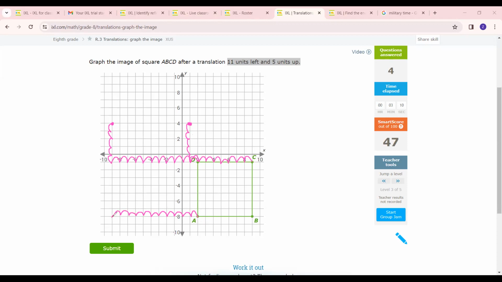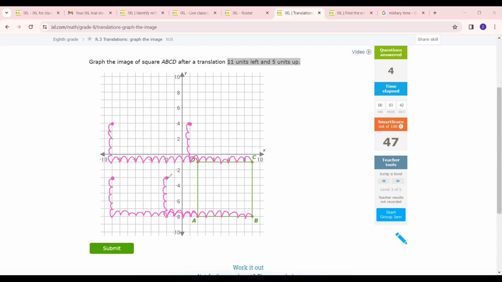Let's say this one. And then how many units up? 5 units up. It's going to be 1, 2, 3, 4, 5. So this is going to be right now. And then the same thing, 11 units to the left, 5 units up. 1, 2, 3, 4, 5, 6, 7, 8, 9, 10, 11. 5 units up. 1, 2, 3, 4, 5.